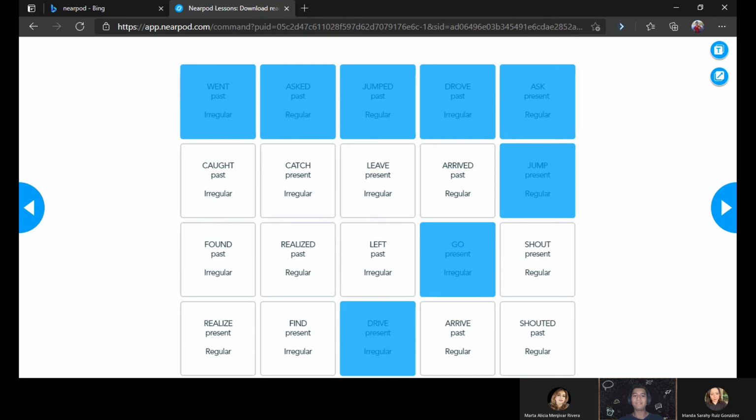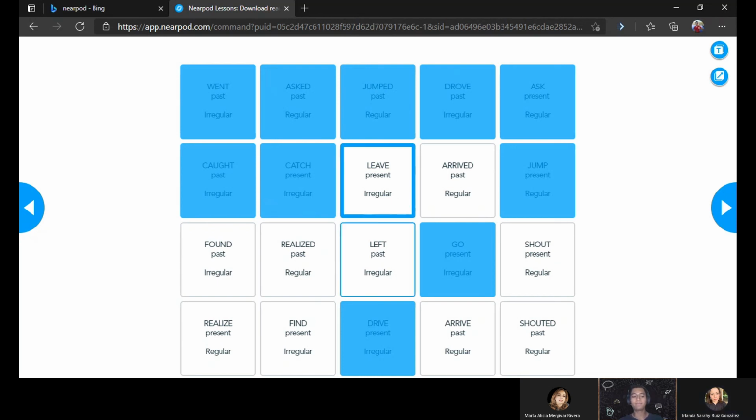Caught, which is past and irregular. Catch. Catch, caught. Yes, that is an irregular verb. Now we have leave, which is in base form and irregular. Leave, left.